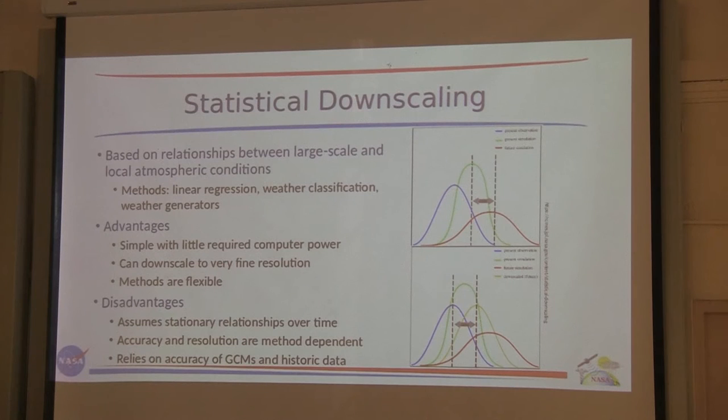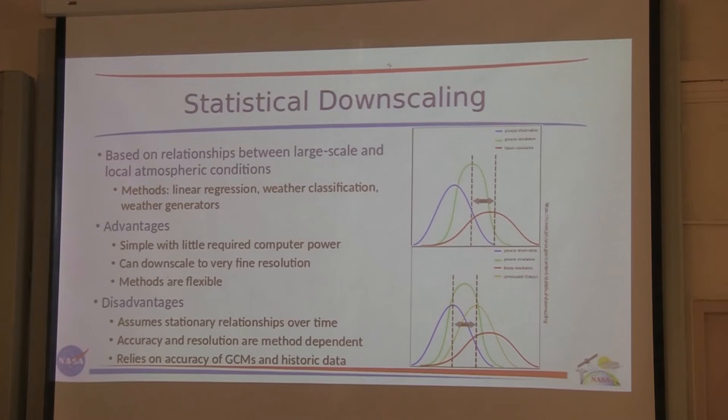It's a lot easier to do, requires a lot less power. It can downscale right to a single point. There's a lot of different methods you can use of different complexity and everything. Of course, it assumes that these relationships are stable over time. So just because there's a specific relationship now, it doesn't mean that relationship is going to last between the local and the wider atmosphere into the future.